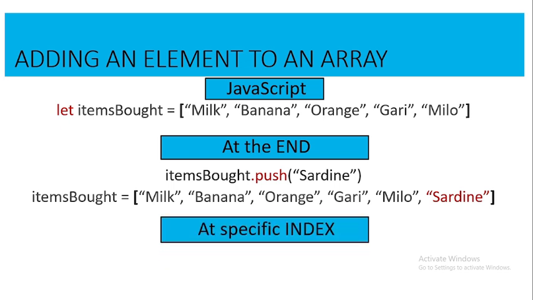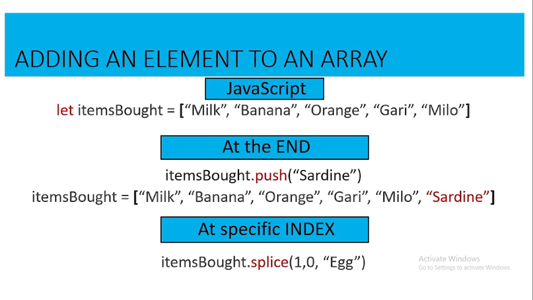Then at a specific index, JavaScript also has a special method, dot splice. With the dot splice method we can remove elements from the array and also add new elements to the array. items dot splice, and then the first number is the index where you want to insert the new element. Then 0 says don't remove any element. Then we have the value you want to insert.